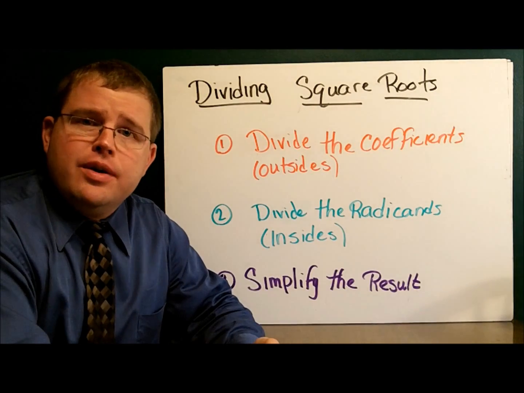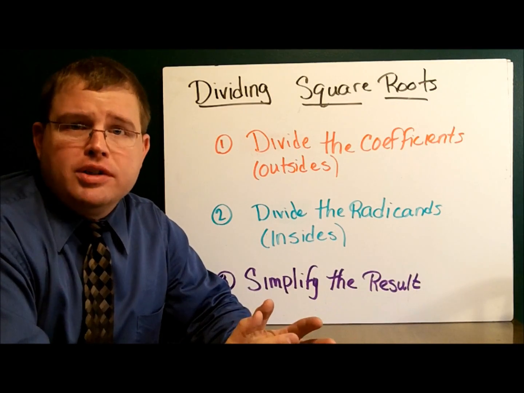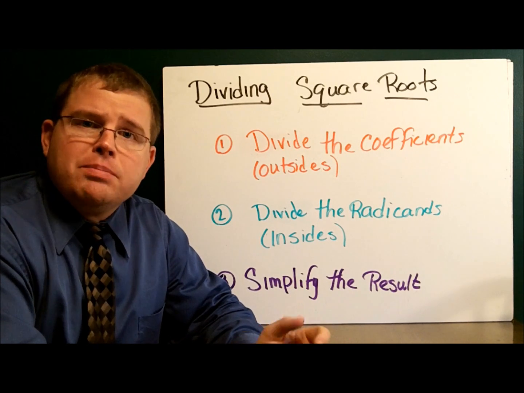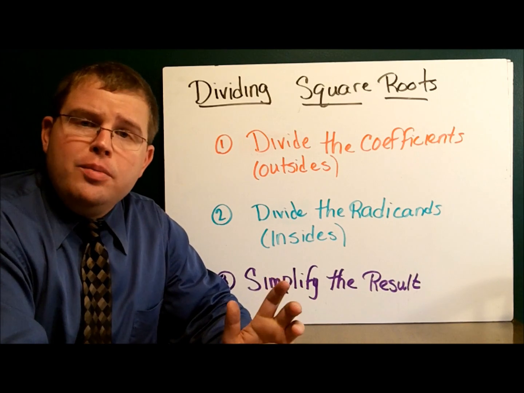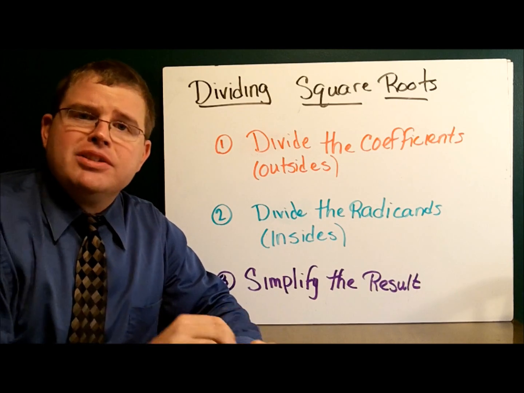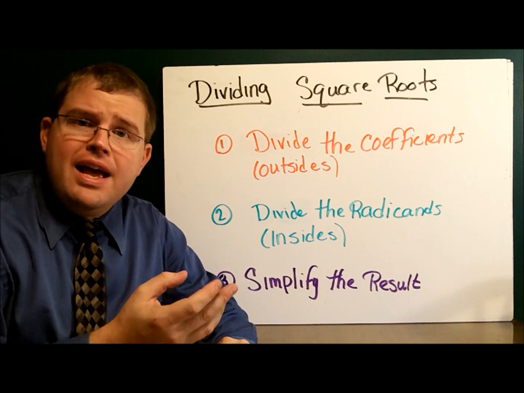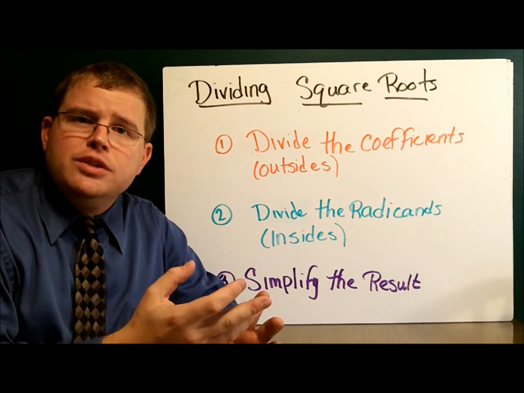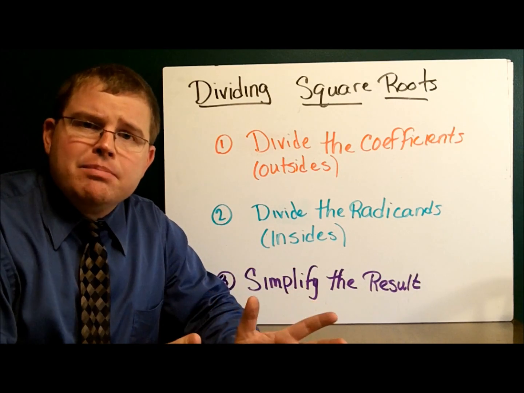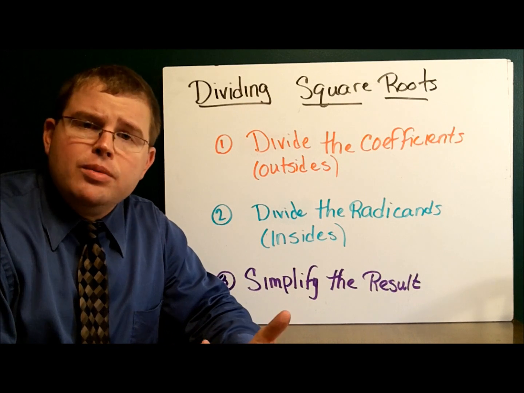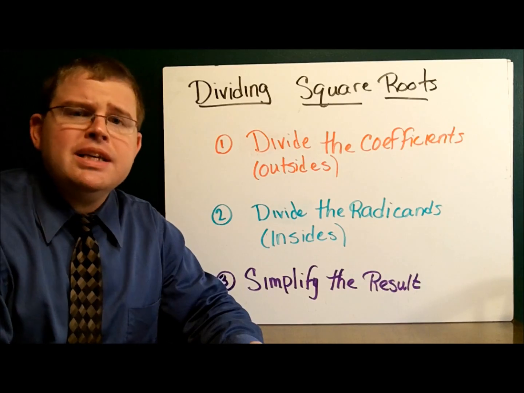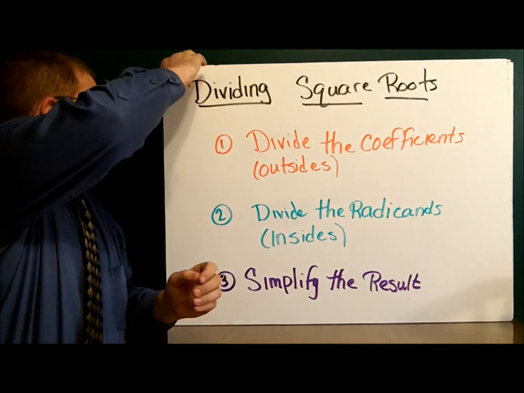The process for dividing square roots is actually almost the same as multiplying square roots. The steps are the same, except instead of multiplying, you're dividing. You begin by dividing the numbers on the outsides, the coefficients. Then you divide the numbers on the insides, the radicands. Once you've done that, you end by simplifying your final answer. So really, that sounds quite familiar. Let's take a look at a couple of examples, and I'll show you how it's done.